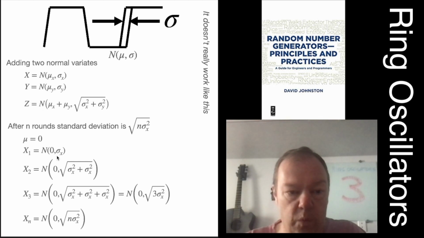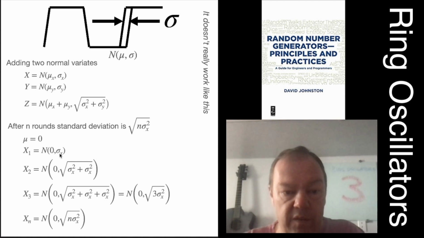So we say on cycle 1, the distribution is the normal distribution of a mean of 0 and the standard deviation of that distribution, sigma x. The next cycle, we've added the same sigma x to itself. And so we get a normal distribution of a mean of 0 and the square root of sigma x squared plus sigma x squared, which is 2 sigma x squared.